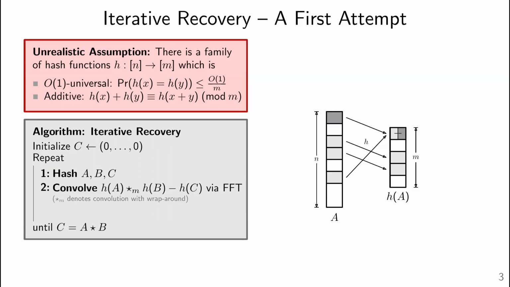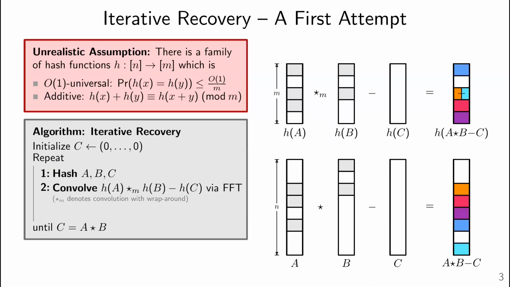The second step is to convolve the hashed vectors of a and b. So compute this expression, h of a star h of b minus h of c. Here, for technical reasons, we're not exactly considering the same convolution which we've defined in the very beginning, but actually one with wraparound. So the star m denotes convolution with wraparound. Okay, let's try and understand this step in a picture. Here I've drawn the vectors a, b, and c on the bottom, and their corresponding hash vectors h of a, h of b, and h of c on the top. On the right-hand side, there's the target vector, which we try to recover, a star b minus c.